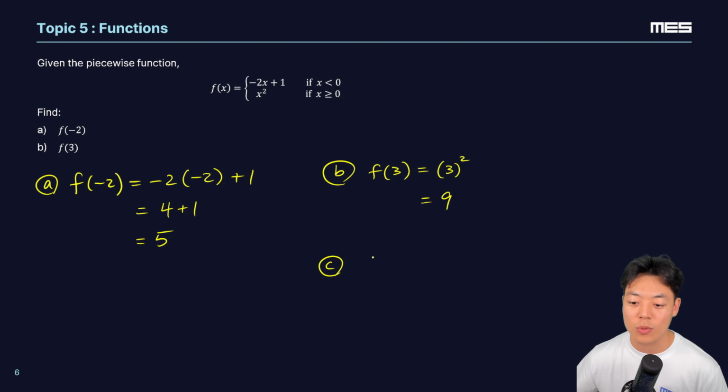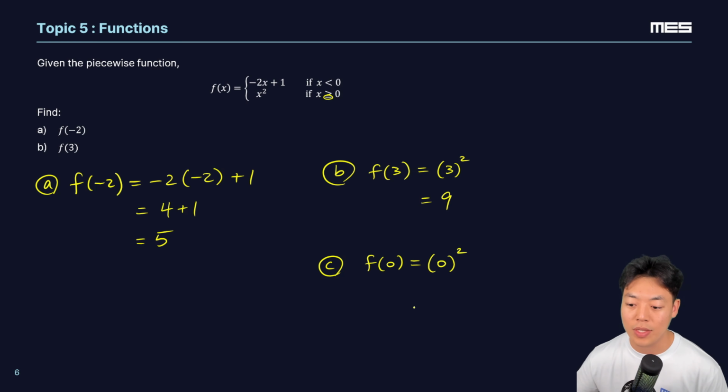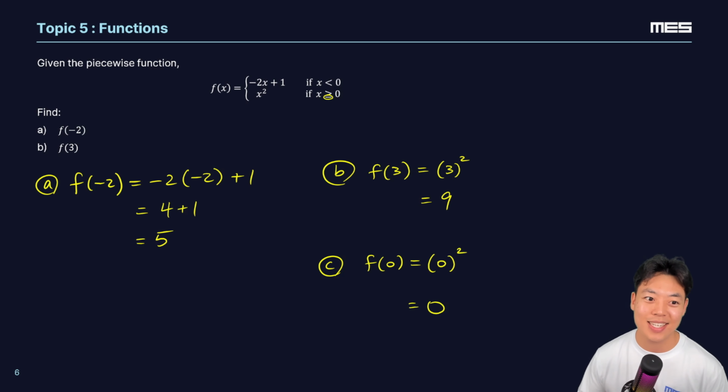I'll give you a little bonus one here. Which equation will we plug in for f of 0? Well, that's when x is equal to 0. We see the equal sign here. So we'll plug in 0 into the x squared. That gives us a 0.